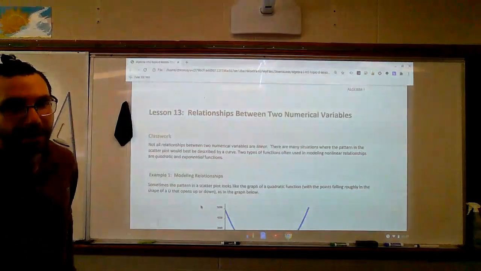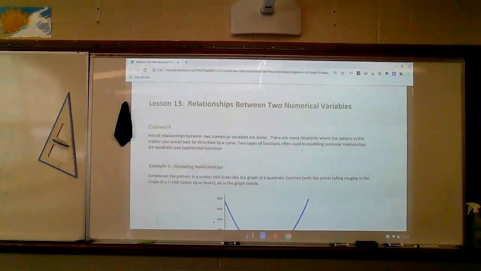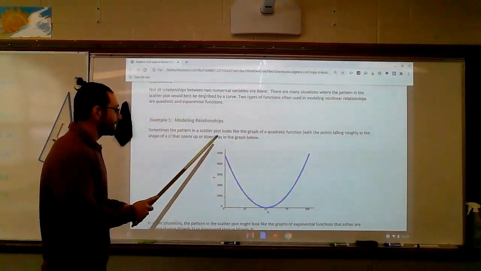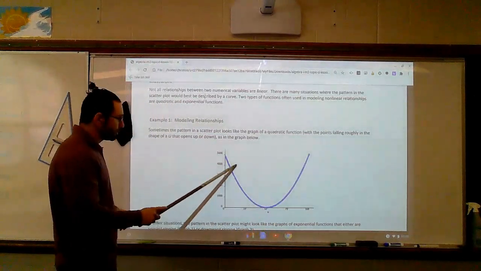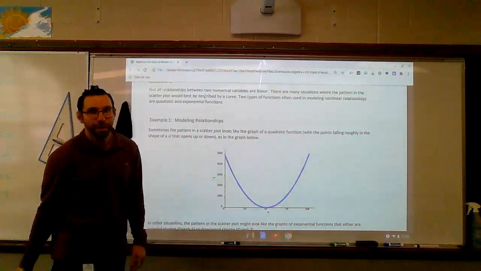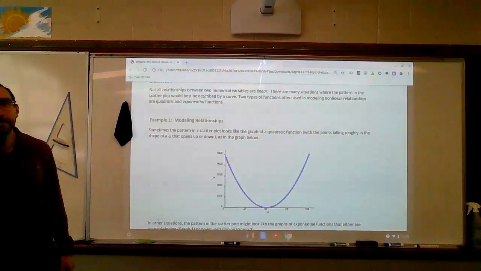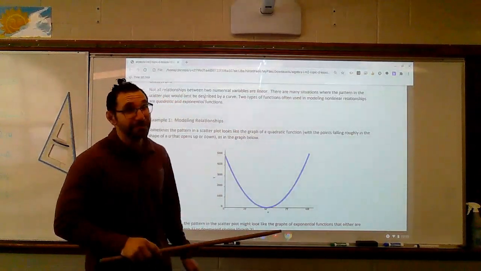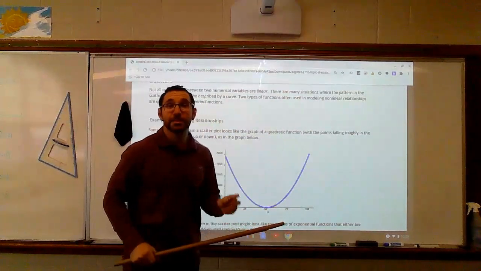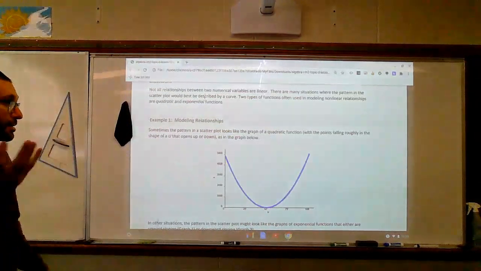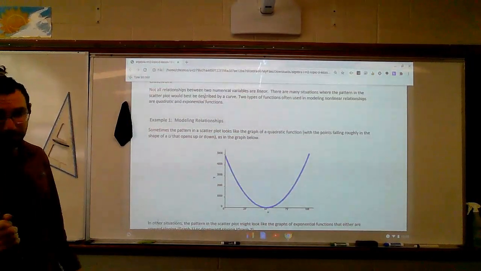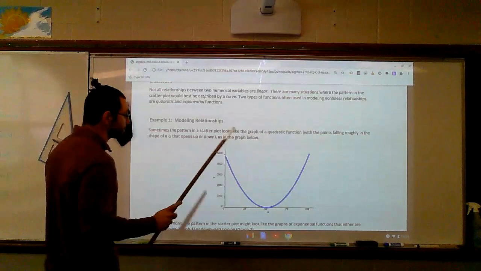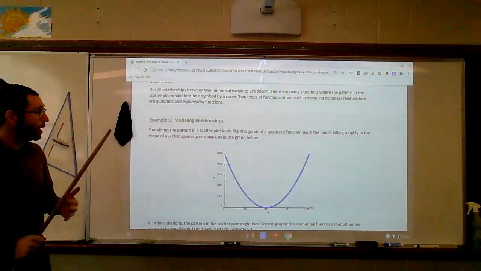Well, Mr. H, what do you mean quadratic? So we're still talking about two numerical values, but now we're talking about some different things. If we have a curve that looks like a U, this is a quadratic function. Quadratic meaning that if we had an equation, instead of just having x, it would be x to the second power, okay? x squared, and we will talk about quadratics, I want to say in module 4 or module 5, I don't really remember, but that's a big portion of our second semester. So this is a quadratic.